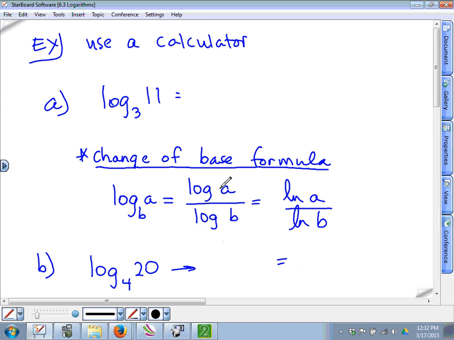And if you don't like the LOG, you can always use this form of it. What's so nice about the natural log? That's also on the calculator. So we've gone from a logarithm that you cannot do on a calculator to logarithms that you can do on a calculator. So this problem here, log base 3 of 11. If you apply the change of base formula, it'd be the log of 11 divided by the log of 3. And that you can type into your calculator.